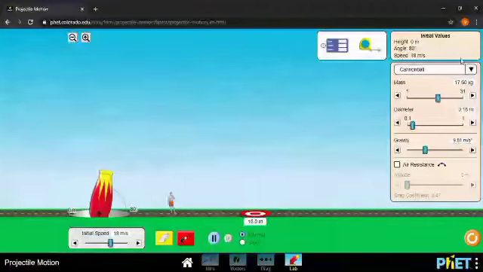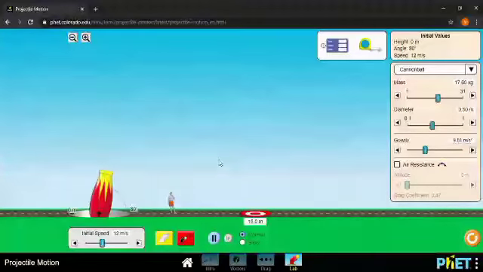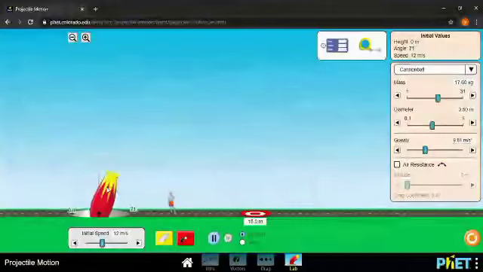I have to use a cannonball with mass 17.60 kg with diameter 0.5 meter with gravity 9.81. So I'm using initial speed 12 mm per second with angle 70 degrees.